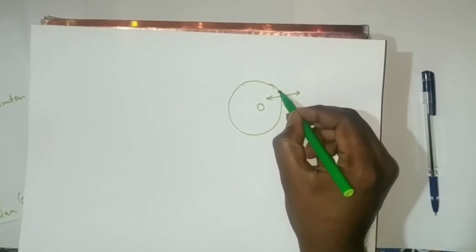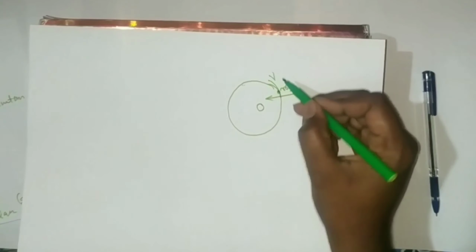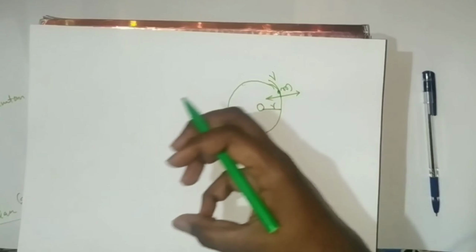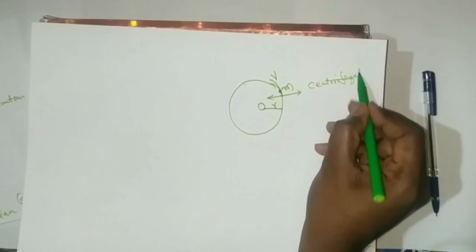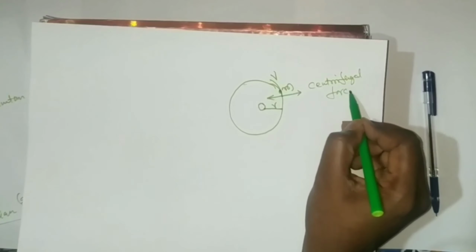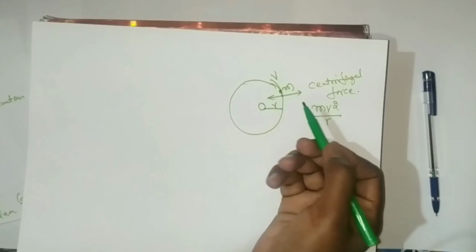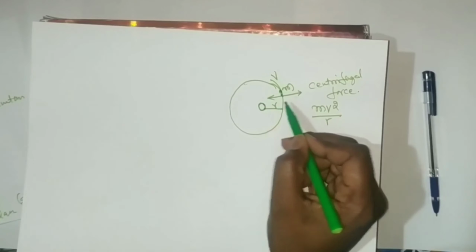So the electron is revolving around the nucleus, that electron has mass m, it is revolving with velocity v, and here the radius is r. So in the outward direction, that is centrifugal force, that centrifugal force is nothing but mv square by r, mv square upon r.